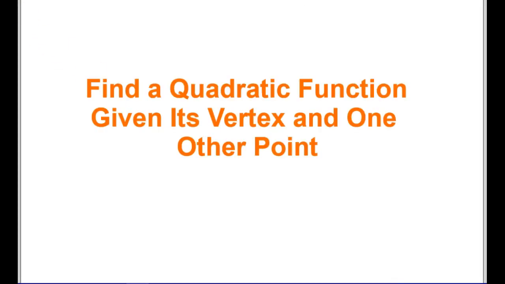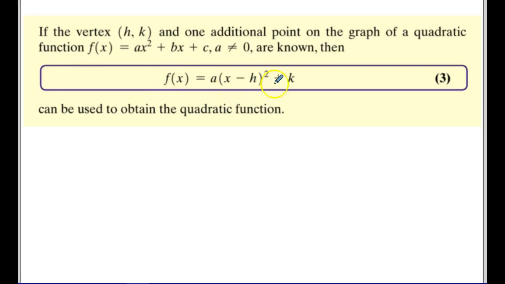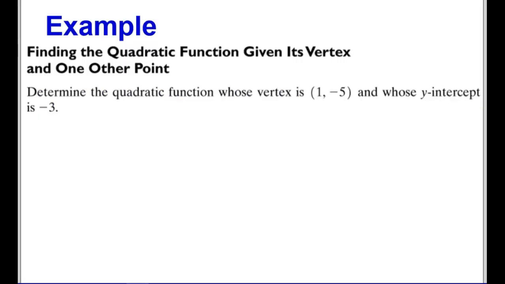So now we're going to be given a vertex and one other point of our quadratic and asked to write the equation. Okay? So here we're going to use vertex form. So generally when you're given the vertex, we want to use vertex form. So now let's just see what we can do. Determine the quadratic function whose vertex is (1, -5), and whose y-intercept is -3.